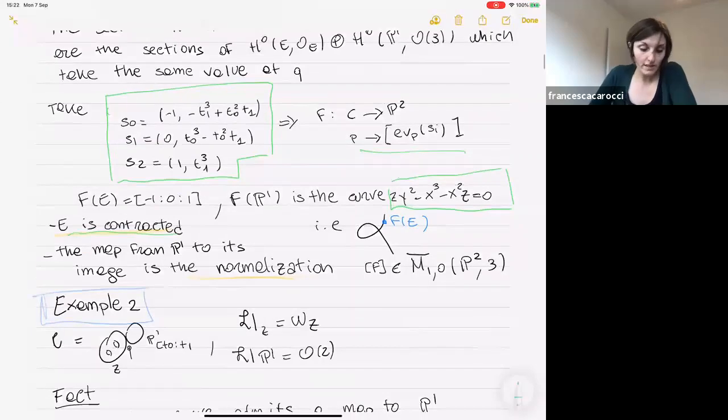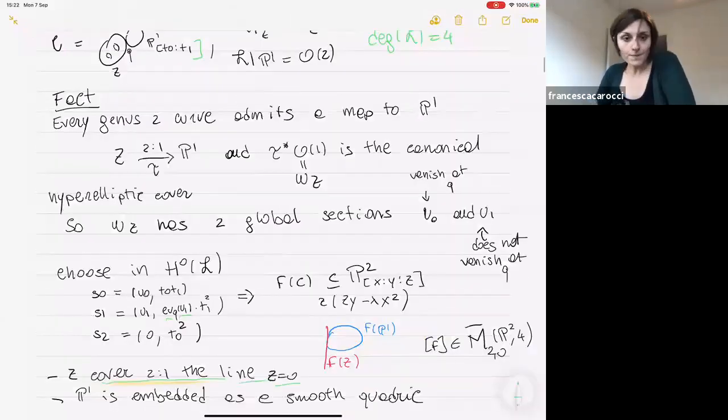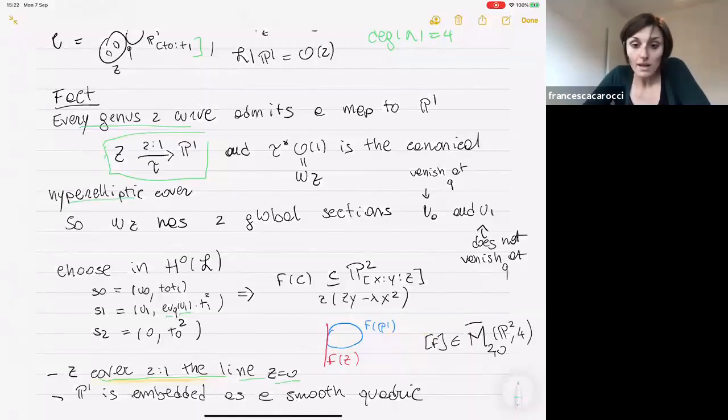In genus 2, we consider a curve which is the union at a node of a smooth genus 2 curve and a P1 again, and we consider a line bundle which is the canonical bundle of the genus 2 curve restricted to it, and it's just O(2) on P1. So in total, this line bundle has total degree 4. And let me recall the following fact. Every genus 2 curve admits a 2-to-1 map to P1. Namely, every genus 2 curve is hyperelliptic, and this line bundle omega_Z is nothing but the pullback along this map of the O(1) on P1.